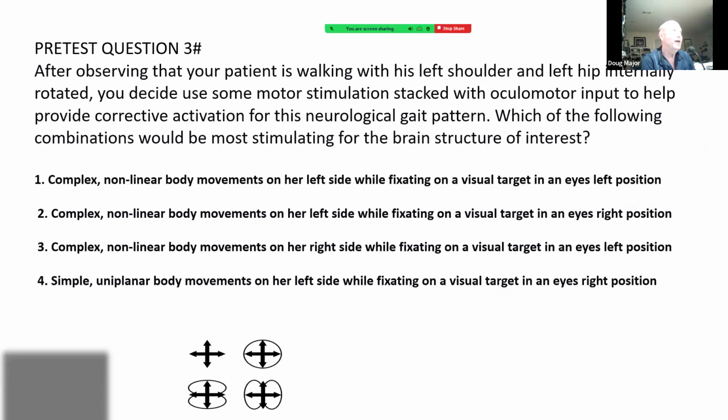Get going fast. After observing your patient is walking with his left shoulder and his left hip internally rotated, you decide to use some motor stimulation stacked with oculomotor input to help provide corrective activation for this neurological gait pattern. Which of the following combinations would be most stimulating for the brain structure of interest? Complex nonlinear body movements on her left side while fixating on a target in an eyes-left position. Complex nonlinear body movements on her left side while fixating a target in her eyes-right position. Complex nonlinear body movements on the right side while fixating a target in her eyes-left position. And simpler uniplanar body movements on her left side while fixating a target in the eyes-right position.